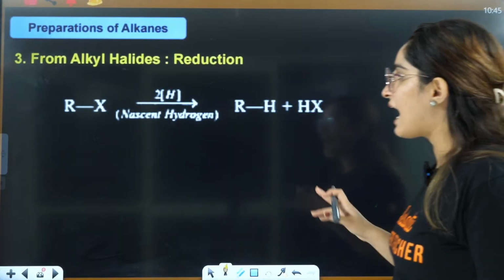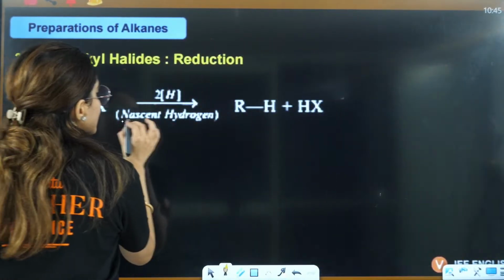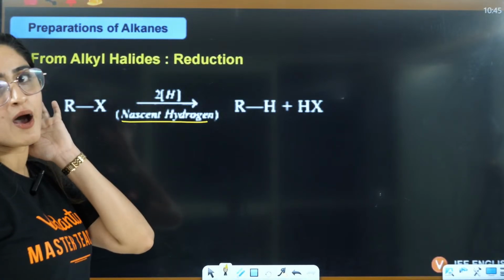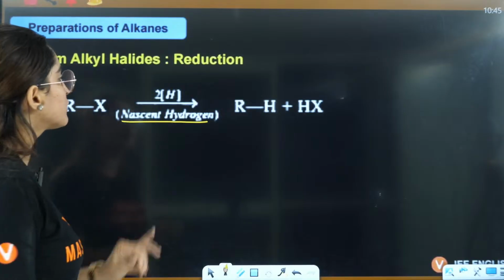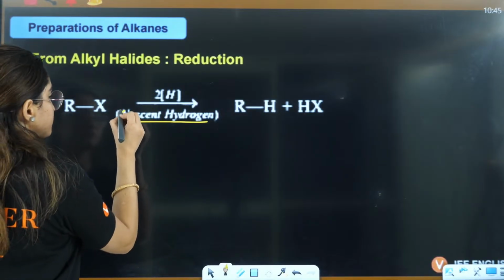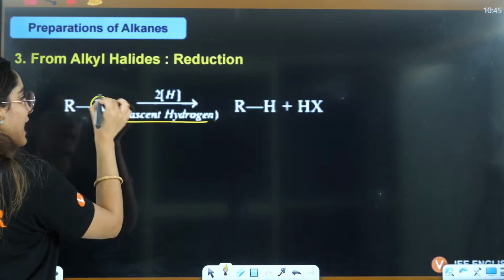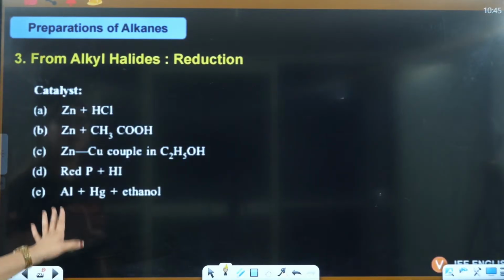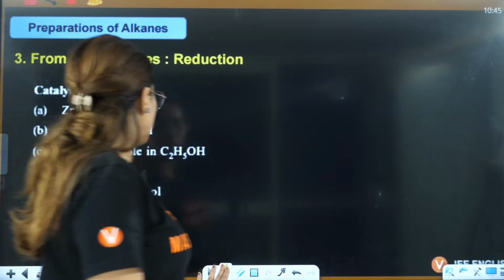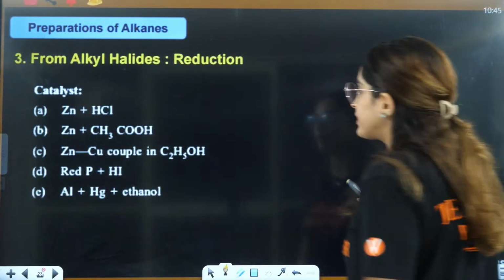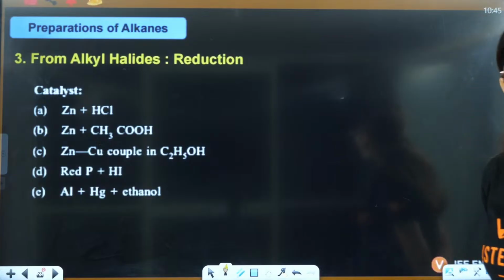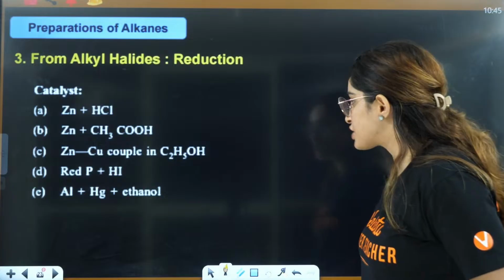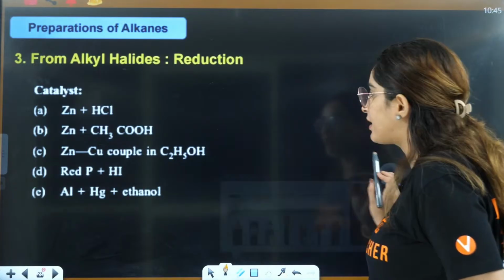So in an alkyl halide, when you give nascent hydrogen, meaning you are giving just one hydrogen here, this X is replaced by a hydrogen and you will have the formation of an alkane. This also happens by reduction. Either you give nascent hydrogen directly by some method, or by reduction. Now that reduction can be done in various ways.